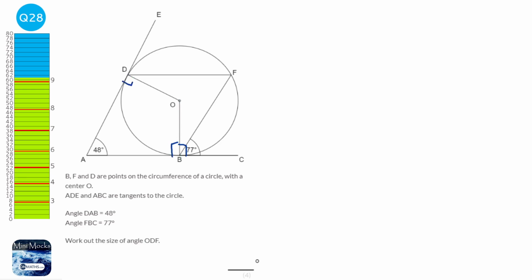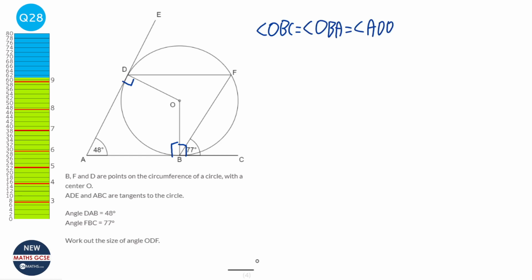And so I'm just going to show these all on the diagram as 90 degrees. And then we're going to say angle OBC equals angle OBA equals angle ADO equals 90 degrees. And we have to show the reasons. Most of the marks in this question will be for the reason. So it's going to be a tangent radius equals 90 degrees. And try and write out the full reasons.